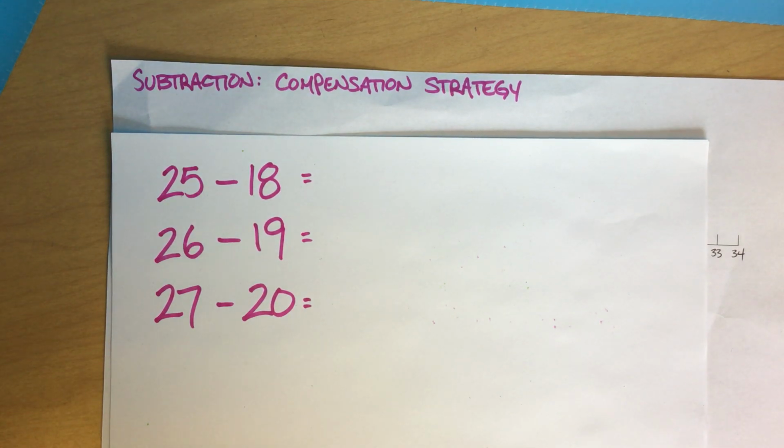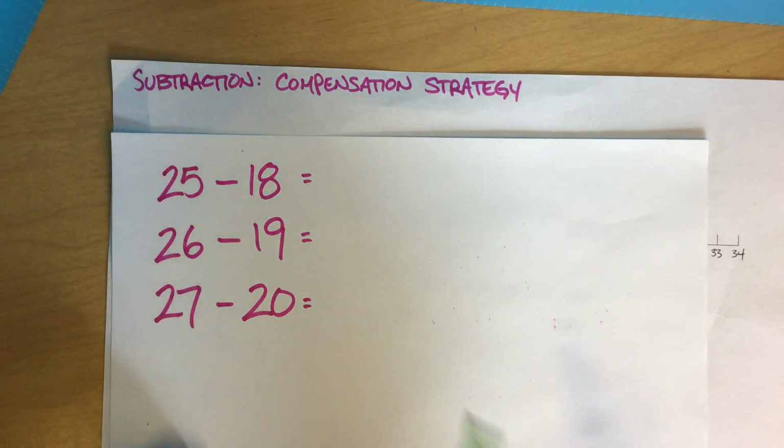The compensation strategy of subtraction relies on the idea that we can create a far easier problem from a more difficult problem by keeping the difference between two numbers the same. You'll notice that the three questions listed here, 25 minus 18, 26 minus 19, 27 minus 20, all have the same difference. That difference is 7.